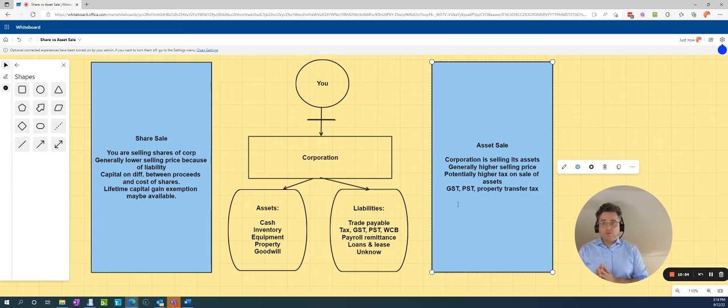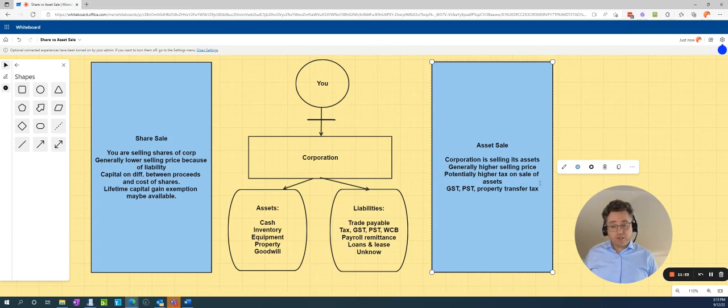Anything else that could be a factor in there? That's probably about it. Goodwill generally does not have GST, PST, or property transfer tax. So if you're a very lean business, or a service business, for example, and you have maybe a little bit of computers, but for the most part you just have working capital and goodwill, and then your staff is the people that generate the business there.